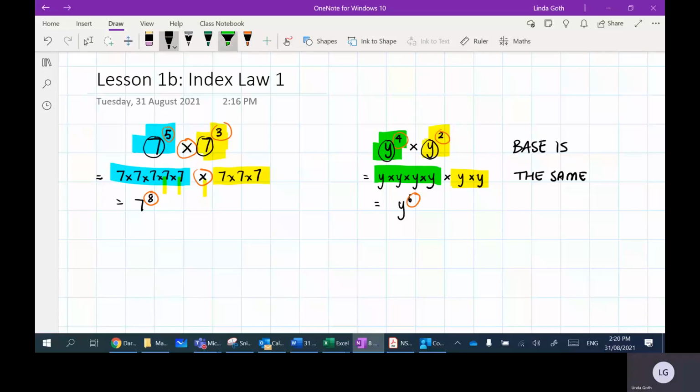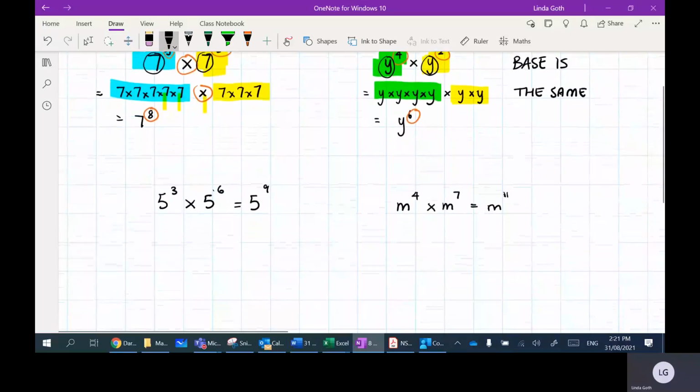If I said to you now, what do you think the answer to 5 to the power of 3 times by 5 to the power of 6 is? I'm hoping you'll just say, well, it's going to be 5 to the power of whatever 3 plus 6 is. And 3 plus 6 is 9. So we can just add those together. If I'd asked you what m to the power of 4 times by m to the power of 7 was, I'm hoping you would just say it's m to the power of 11. The bases were the same, so we could just add the index numbers.